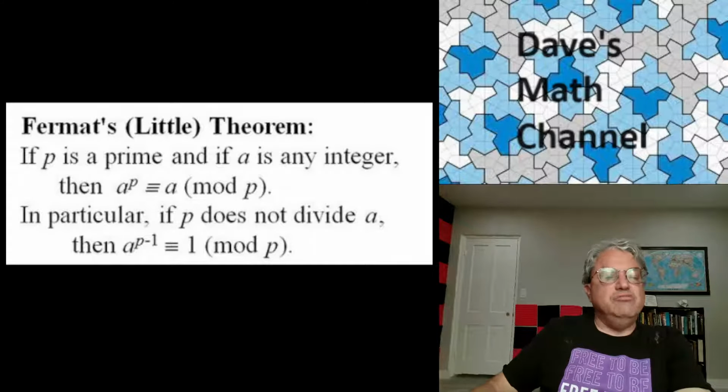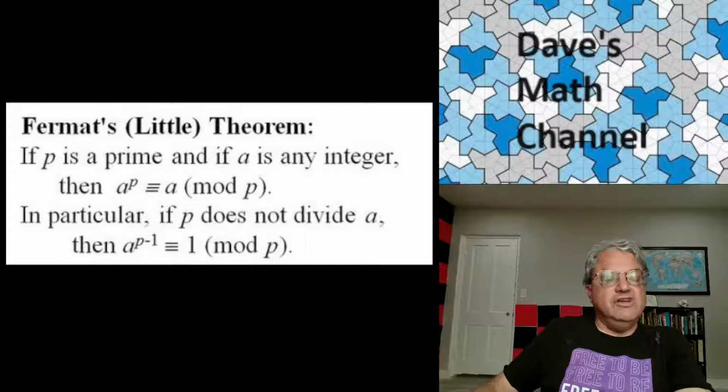But in particular, if p does not divide a, in other words, if a is not a multiple of p, it's pretty easy to see that if a is a multiple of p, this holds. If a is already divisible by p, then a mod p is 0, which means that a to the pth is also 0 mod p. So that case is pretty trivial.